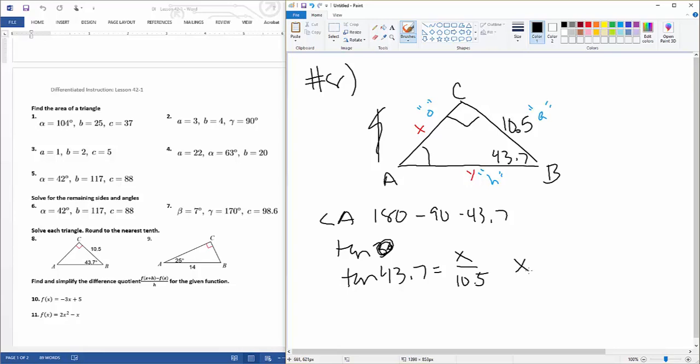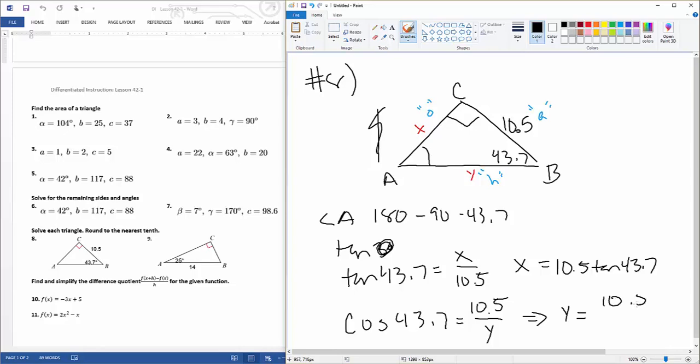Multiply both sides by 10.5, so you get x equals 10.5 tangent of 43.7. And then the hypotenuse, which is the y, or my h. So this one is going to be adjacent over hypotenuse, so cosine. So the cosine of 43.7 equals adjacent over hypotenuse. And so y is going to equal 10.5 over cosine of 43.7. And enter all of that stuff in our calculator.